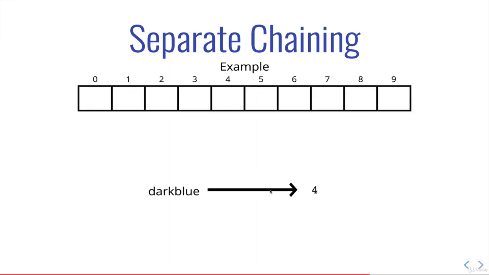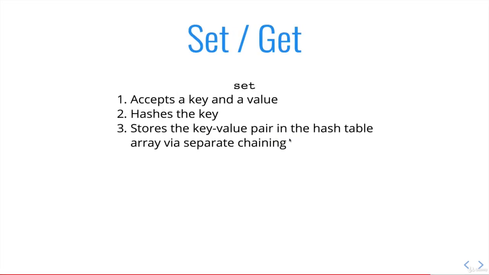You need to hash the key and get that number, go to that position and check if there's already data there. If there is, just push this onto the array that's already there. If not, put an array there first and then put the data inside that array. So that's the pseudocode for set. You accept a key and a value, you hash the key, then you store the key-value pair in the hash table via separate chaining, meaning in a nested structure.